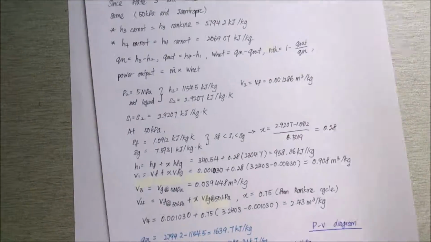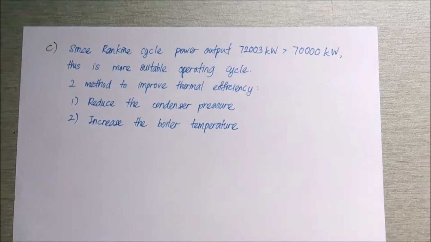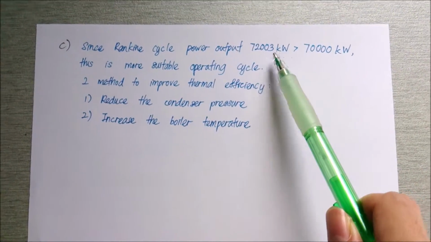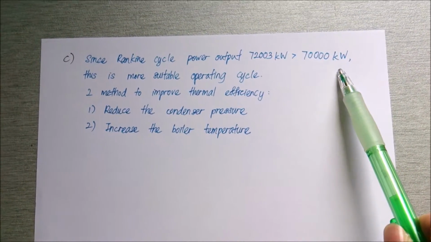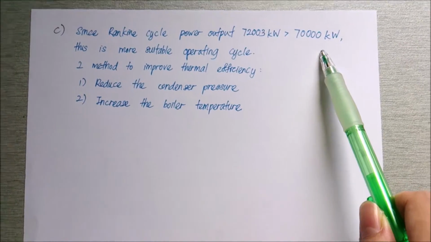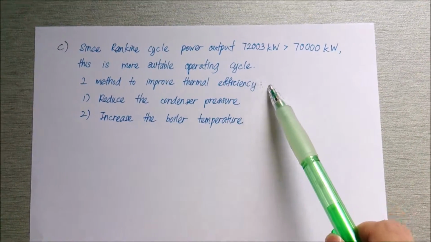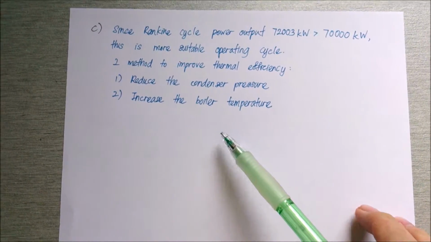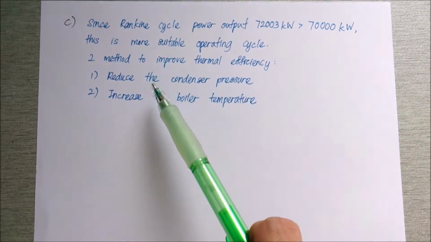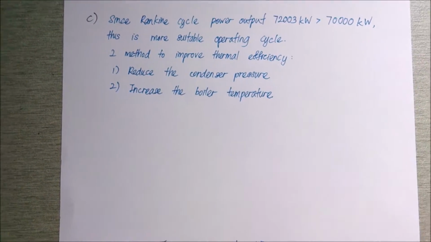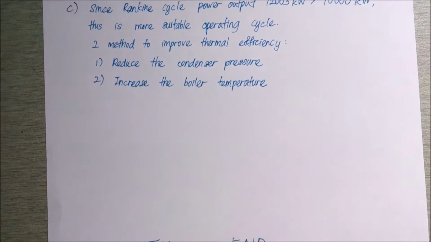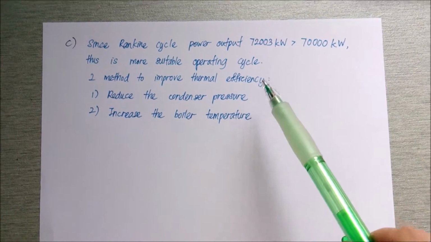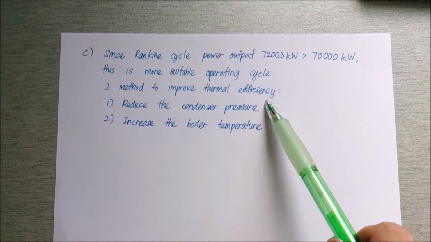And finally, part C. Since we already know that the Rankine cycle power output is 72,003 kilowatts, which is bigger than the 70,000 kilowatts the question requires, it is the most suitable operating cycle. And for two methods to improve the thermal efficiency of the Rankine cycle, we can reduce the condenser pressure and increase the boiler temperature. Both of these methods can improve the thermal efficiency.